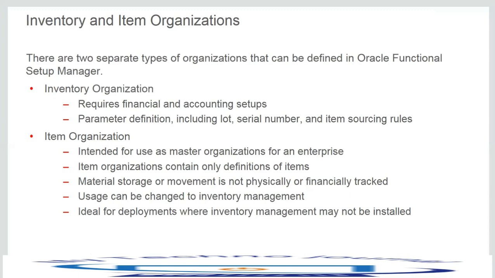So what is an inventory organization? An inventory organization is basically used to store and transact items. An inventory organization is associated with a business unit, legal entity, and primary ledger. And we can use inventory organizations when the storage or movement of inventory needs to be physically and financially tracked. Inventory organizations can represent facilities such as manufacturing centers, warehouses, or distribution centers.